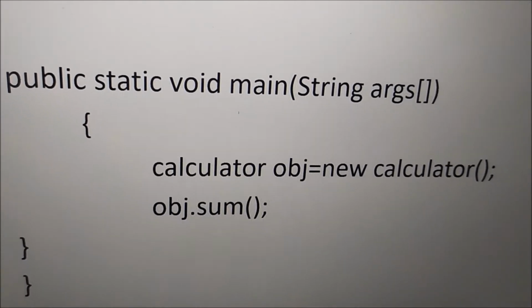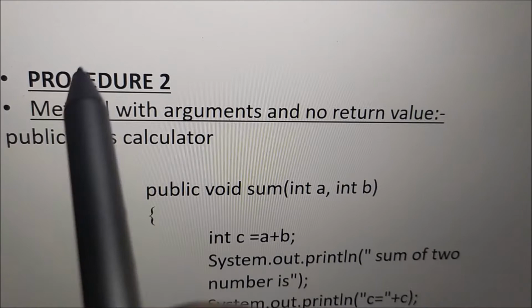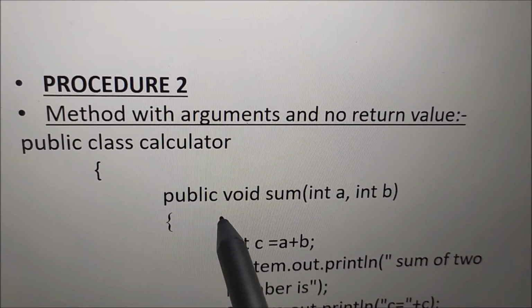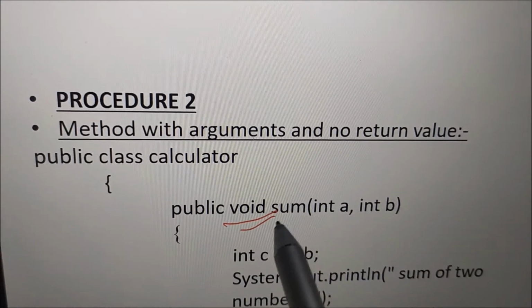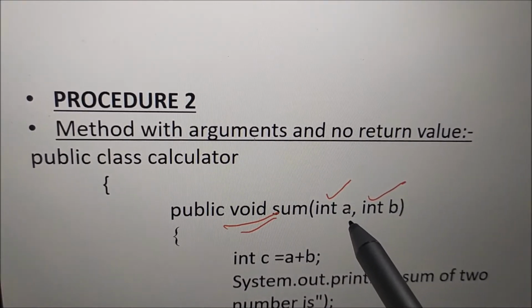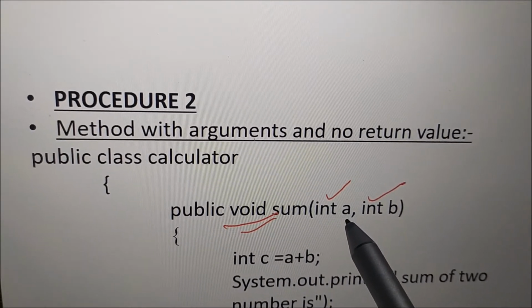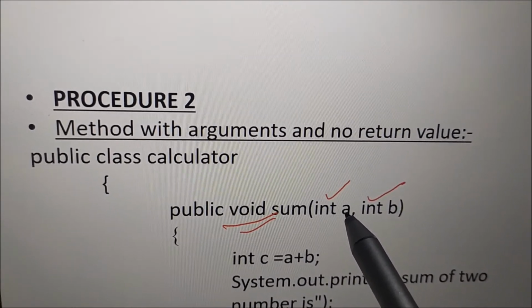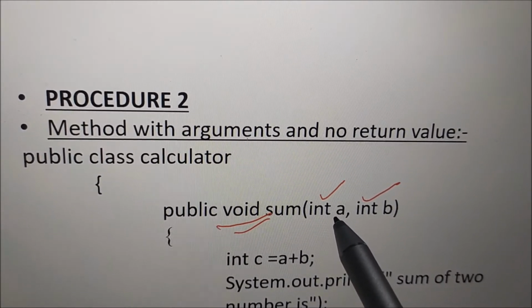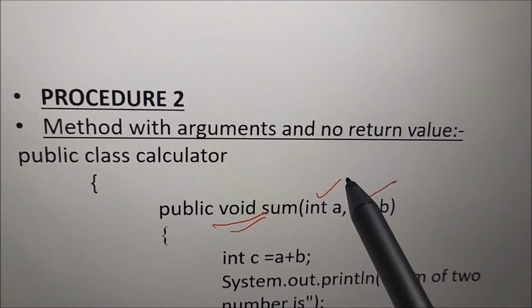Okay, now comes to the next procedure. In procedure 2, the method with argument, no return value. No return value means the void. It is also already discussed. That is the argument int a, int b. That is the formal argument or formal parameters which receive the value from the calling method. That is the actual parameter value has to be passed here.